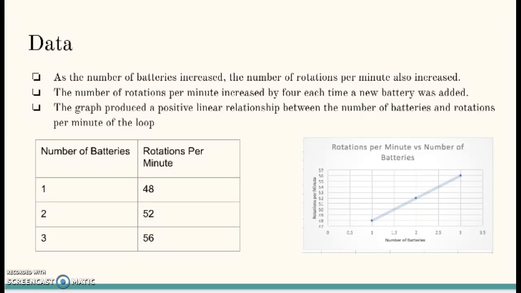Interestingly, the number of rotations per minute increased by 4 each time a new battery was added. The graph we created from this data produced a linear or proportional relationship between the number of batteries and rotations per minute of the loop.